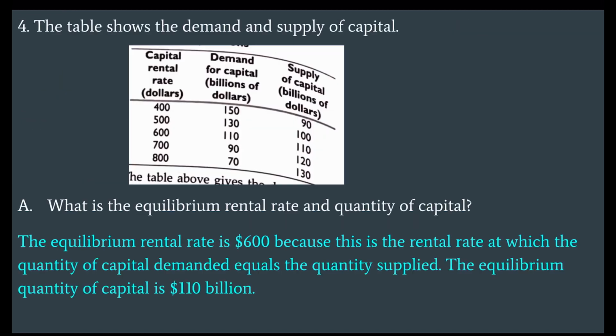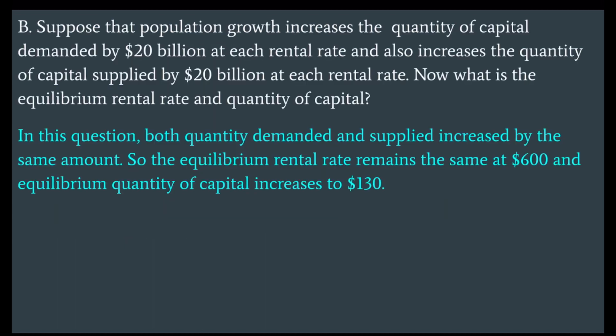The table shows the demand and supply of capital. What is the equilibrium rental rate and quantity of capital? The equilibrium rental rate is $600 because this is the rental rate at which the quantity of capital demanded equals the quantity supplied. The equilibrium quantity of capital is $10 billion.